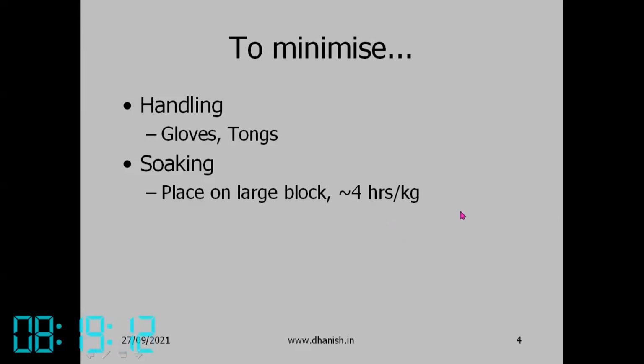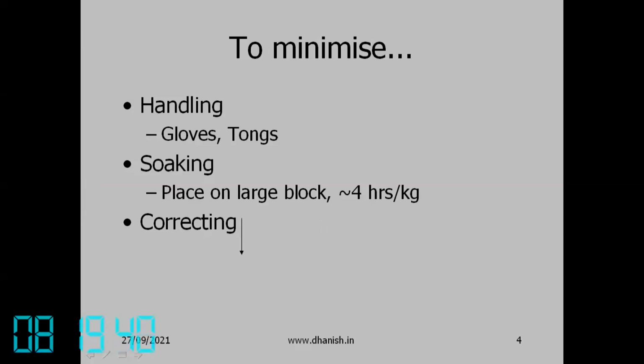After keeping the workpiece on the block, we have to allow time, depending on the size. Small objects will cool fast, but for thick objects you have to wait approximately 4 hours per kilogram, so that the workpiece attains the lab temperature. So this is the procedure for soaking.